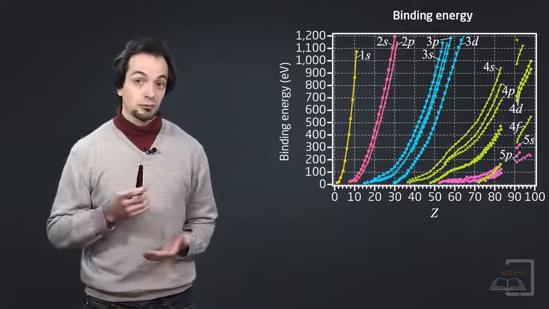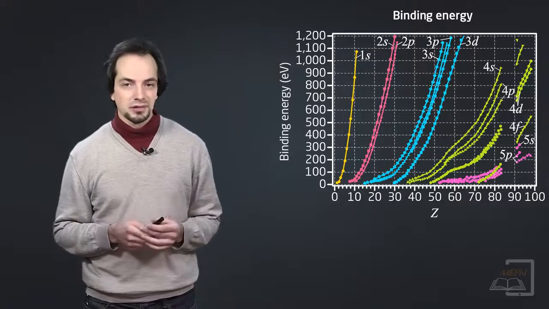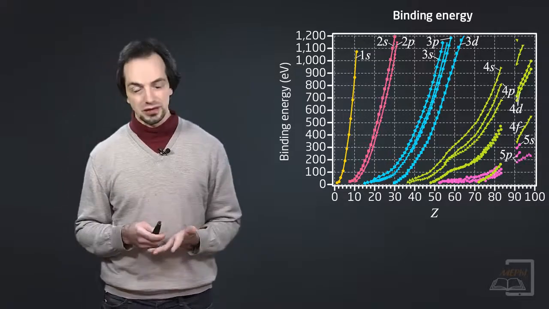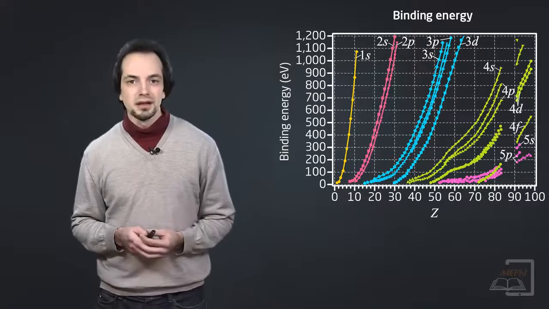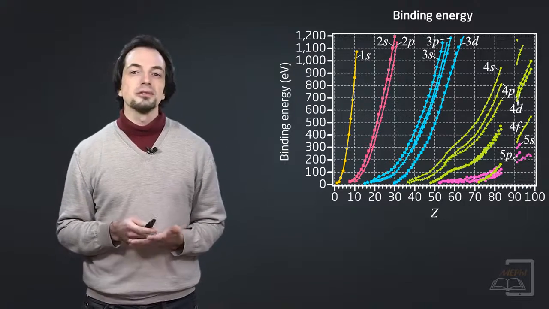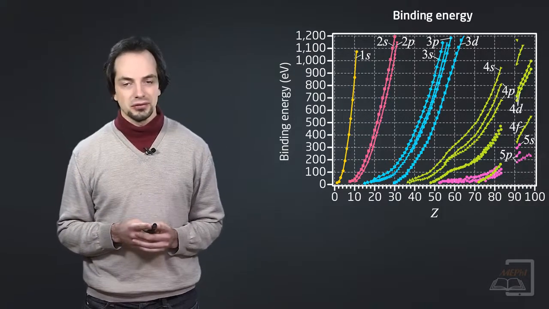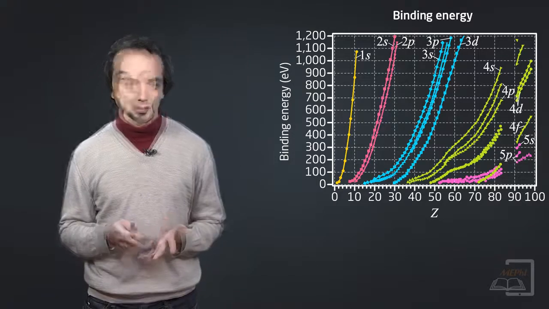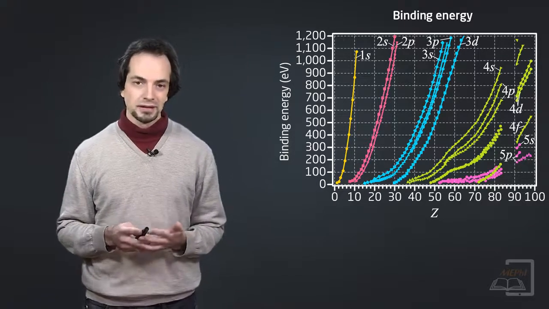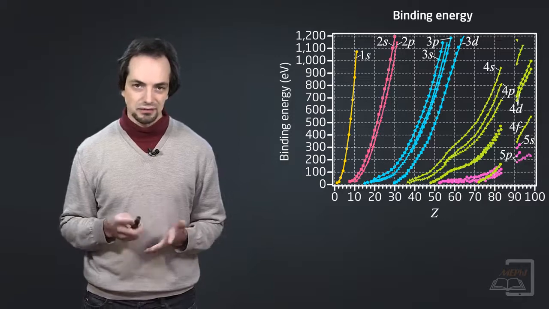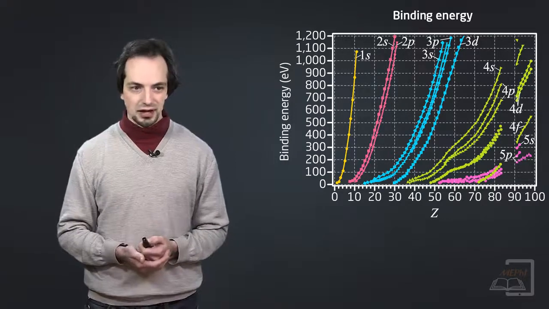And then we'll increase even more. For Z about 2040, you will have tens of keVs of binding energy. So with X-ray photons having energies around several keVs, you will not be able to ionize these core electrons because it's not enough energy for that.